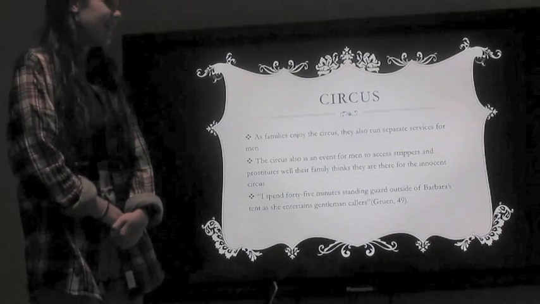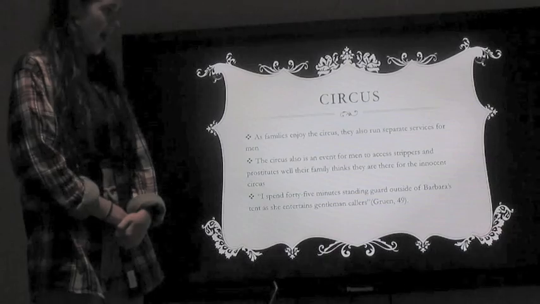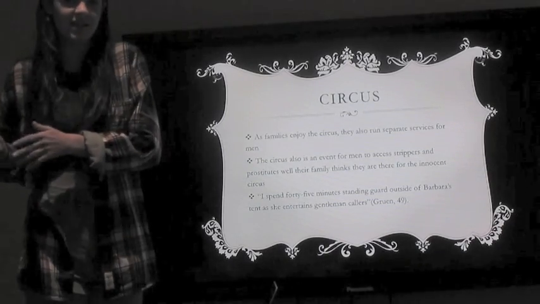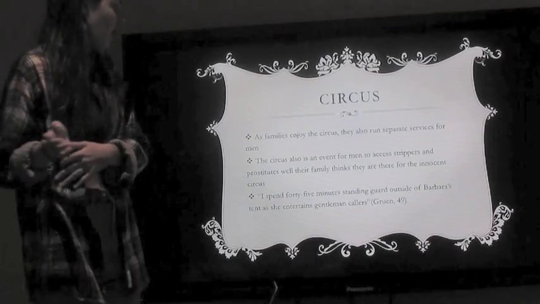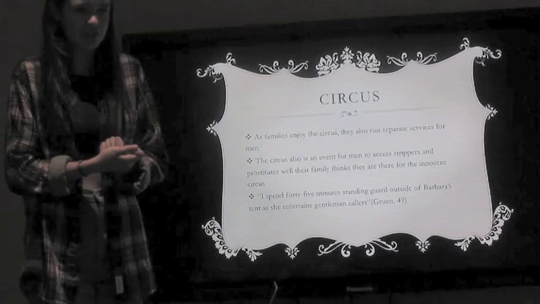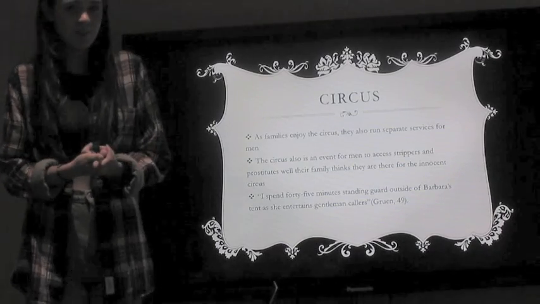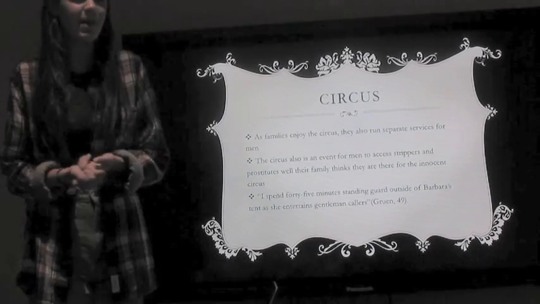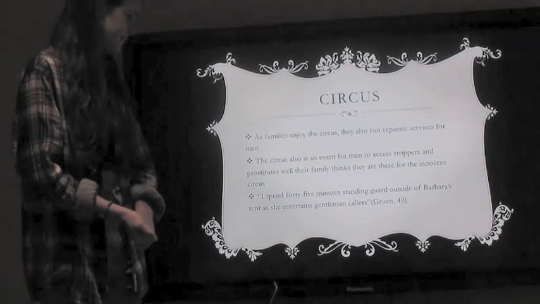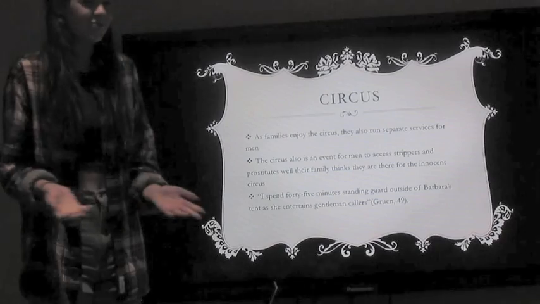And finally, the circus really proves the thesis as families come to enjoy the family fun circus, but in reality, the circus is also running separate services that the men of the families are sneaking off to. So the circus offers things like prostitution, stripping, and alcohol that men will sneak off to while their families think they're enjoying the circus. So this is really bad.